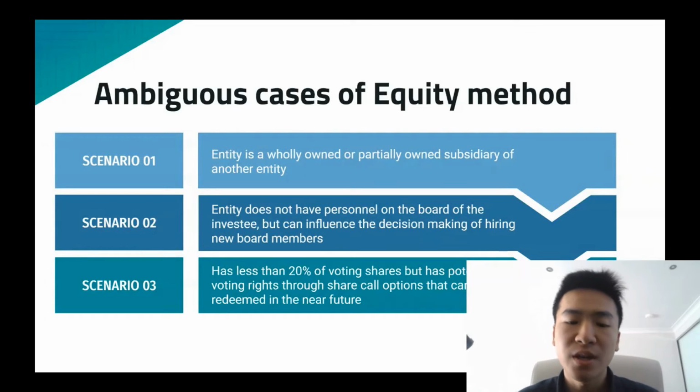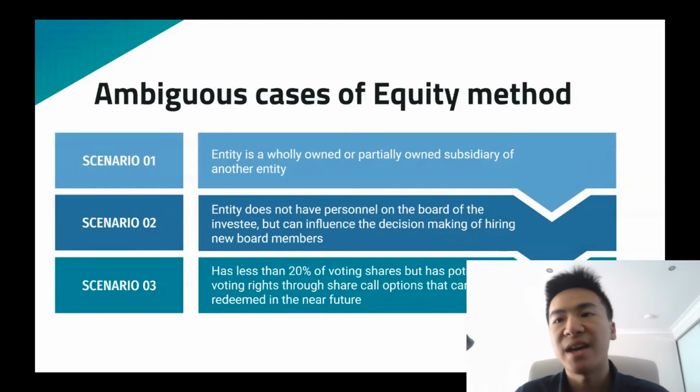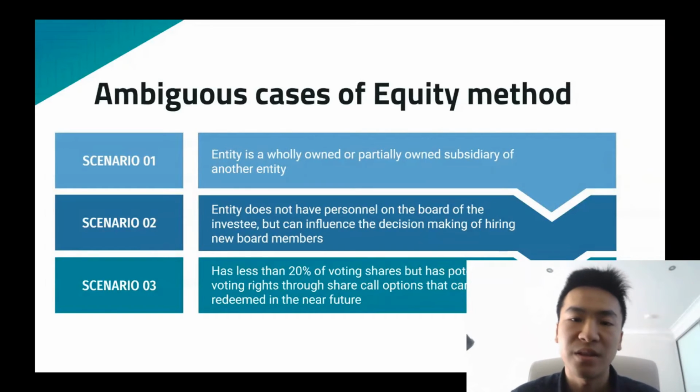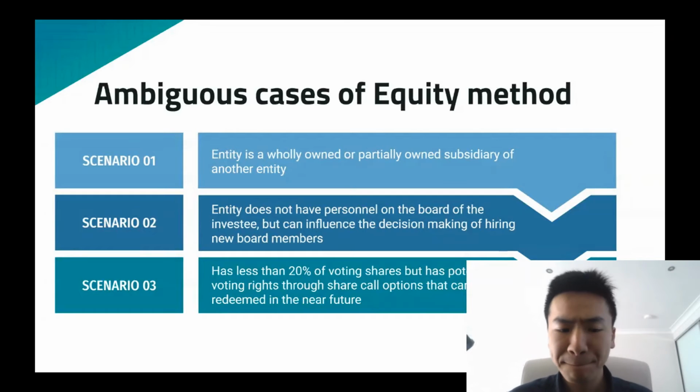In scenario 2, the entity does not have personnel on the board of the investee, but can influence the decision making of hiring new board members. So what constitutes significant influence can vary. For example, whilst they may not choose the ultimate person to hire, they can point them in the right direction and give recommendations on who they think should be the new board member.